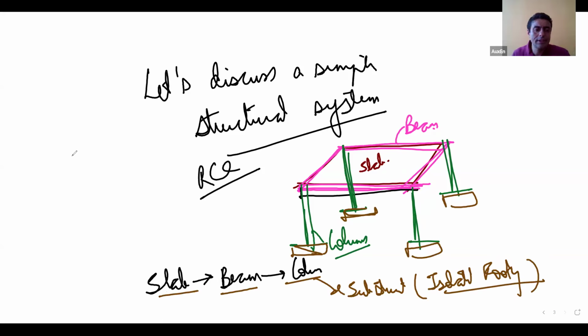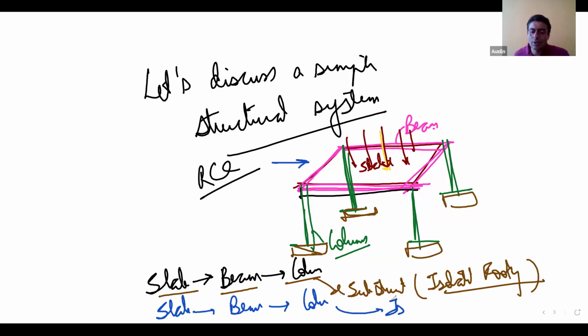I think very simple, very basic. So this was there to take your gravity loads. We had developed this system to take the gravity loads. Now suppose I had to take lateral loads. How will the lateral loads flow? The lateral loads will also have the same load path, from slab to beams to columns to your substructure, in this case an isolated footing. Is this clear?